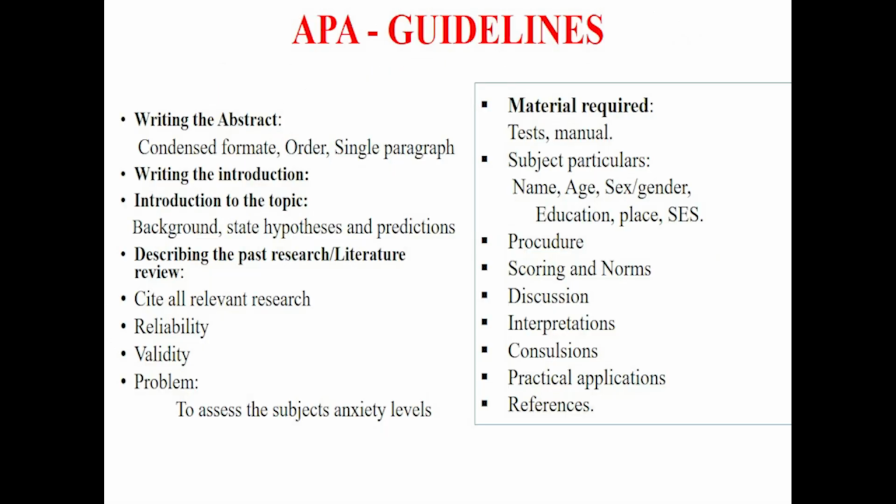Writing the introduction: the introduction is supposed to cover the importance, prevalence and incidence of your objectives and your variables. The introduction should cover the topic background and hypothesis, what you are going to predict from your study, and describe the past research literature. See, that is the review of literature. The relevant review of literature you have to get from various sources, like international journals, national journals, or book reviews, and you have to work with various literature sources. From there, the relevant literature has to be kept in order in APA format.